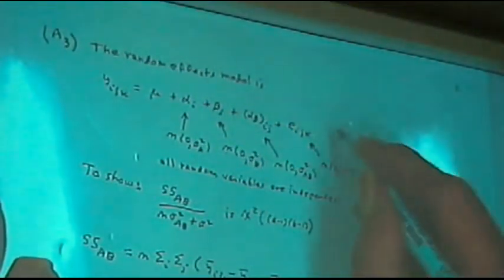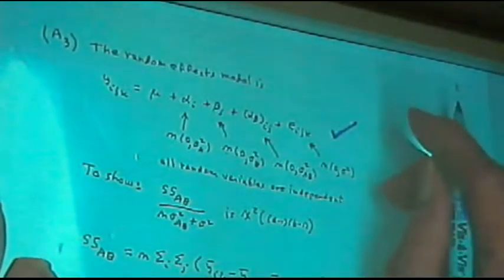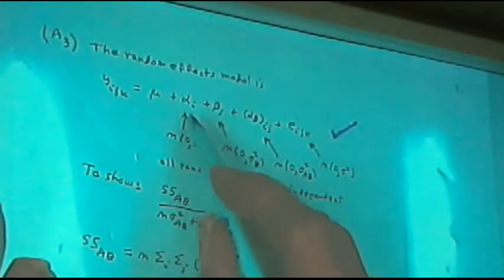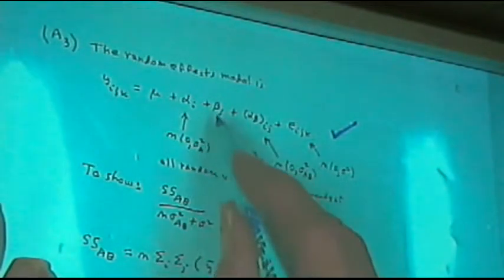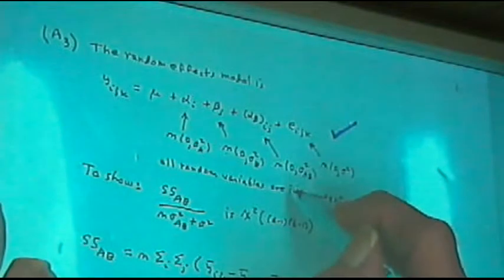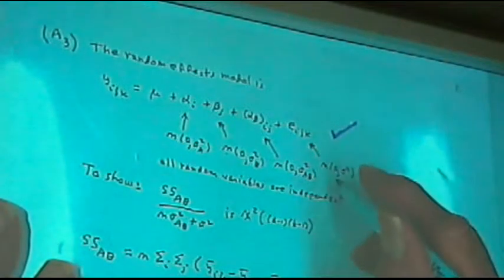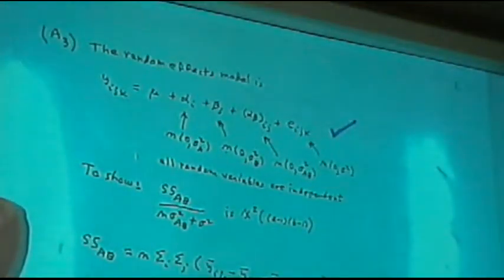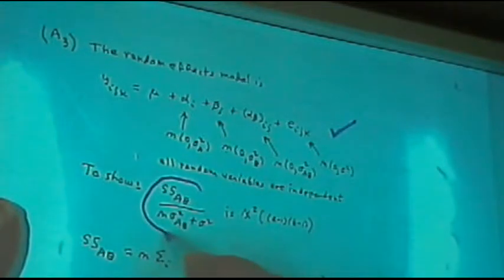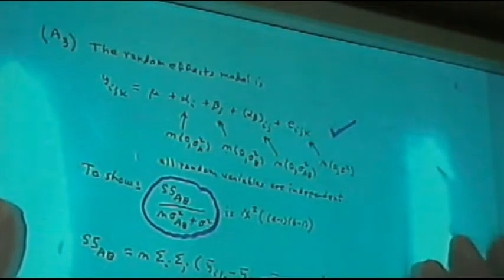Other side, side 2. Let's do the same kind of thing for the random effects model. So here's the random effects model. We've got alpha i normal, beta j normal, alpha beta ij normal, eijk normal. All these random variables are independent. Now our goal here is to show this kind of thing. So basically what we're trying to do is to talk about the distribution of the sum of squares interaction in the random effects model.